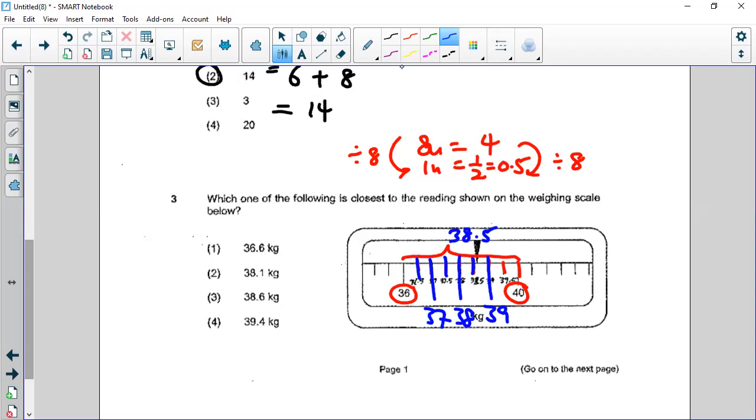Okay, so if the error is more than 38.5, then this is wrong, right? And this is also wrong because the error is more than 38.5 and it has to be less than 39. So number 4 is also wrong. So what is the closest reading? The closest reading is 38.6.